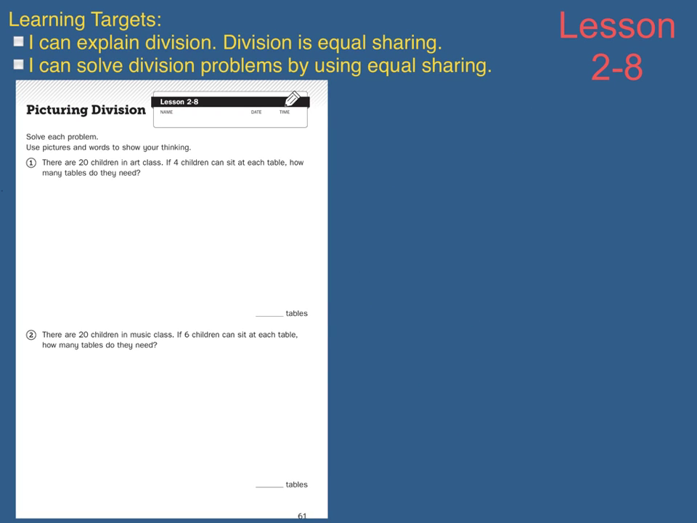All right, welcome back. I've passed out page 61 to you, picturing division, and I just want to give you a rundown of what your procedure is going to be. So keeping in mind while you're solving these, keeping in mind the learning objectives that we have. And here are the steps. The first thing that you're going to want to do is solve both problems. You need to think about using pictures and words to show your thinking.